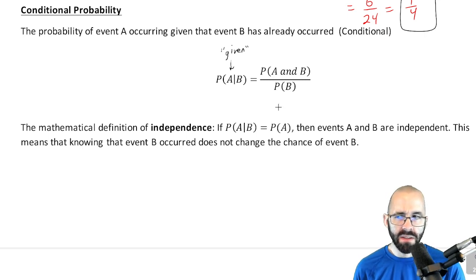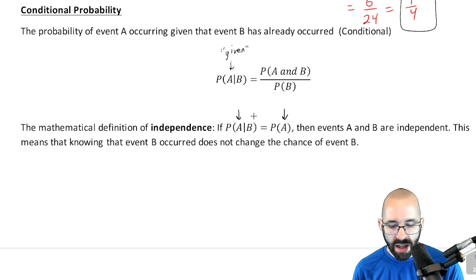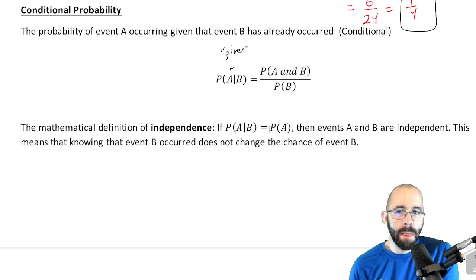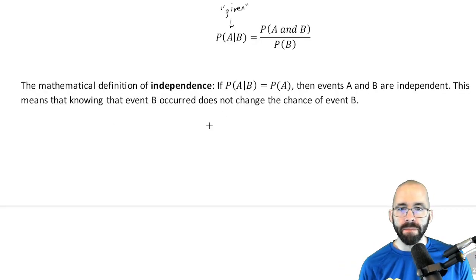Let's take a moment to say that again. Two things are independent if the probability of something happening is the same as the probability of something happening assuming something else is already happening. If this assumption doesn't change anything, then they're going to be independent. All right? So we can look at that.